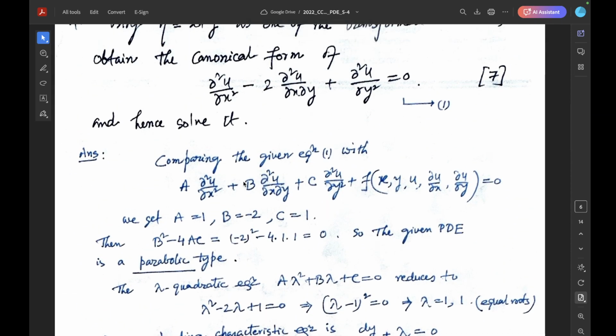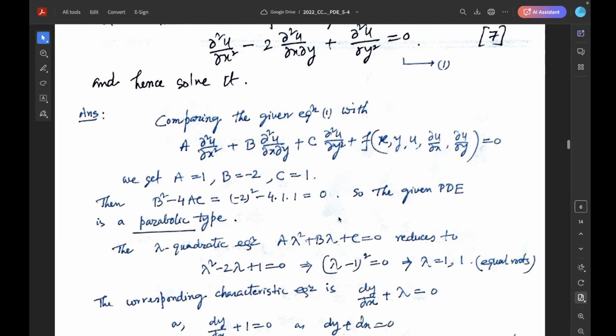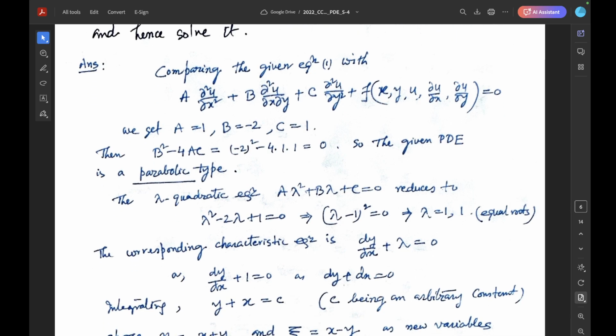Comparing the given equation 1 with a del 2u del x square plus b del 2u del x del y plus c del 2u del y square, we get a equal to 1, b equal to minus 2, c equal to 1. So the discriminant is b square minus 4ac equal to 0. So the given partial differential equation is of parabolic type.